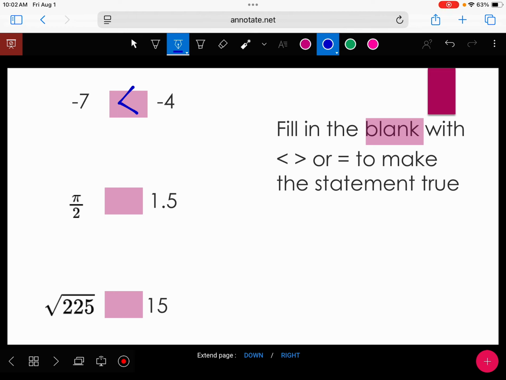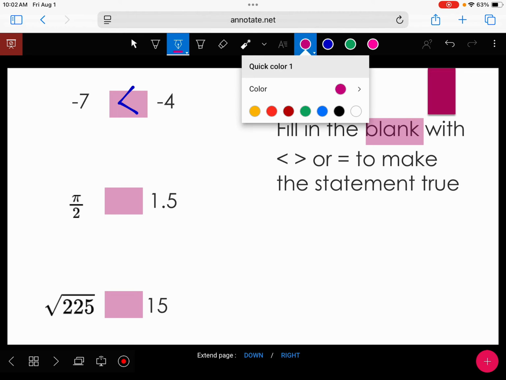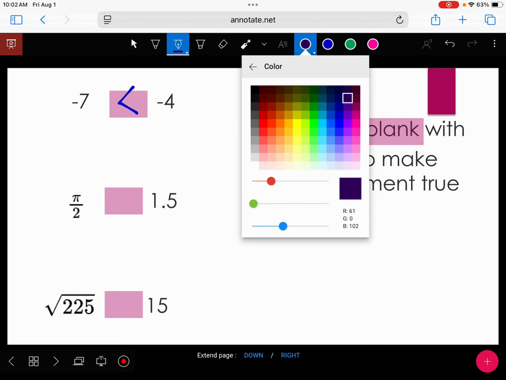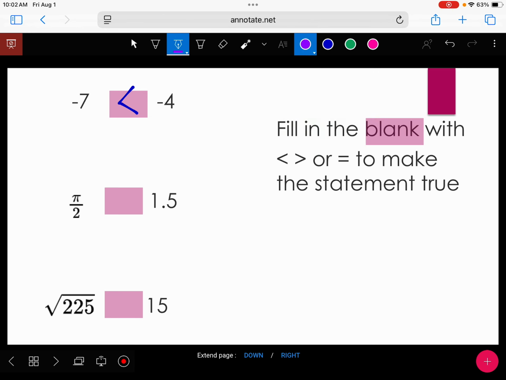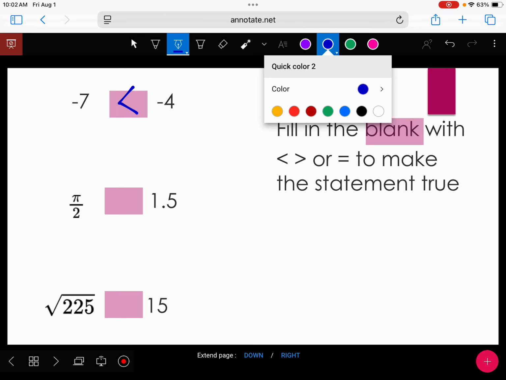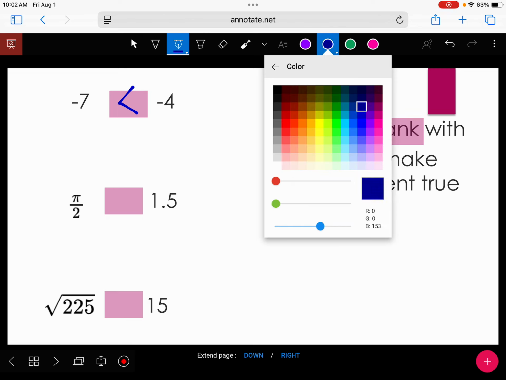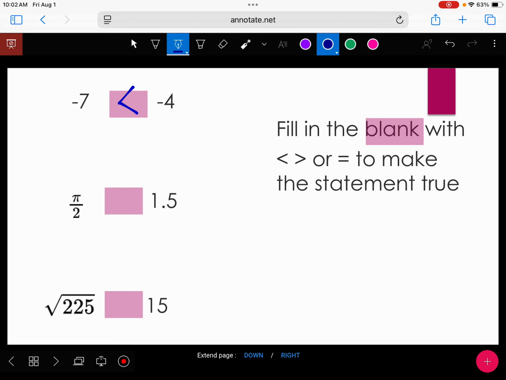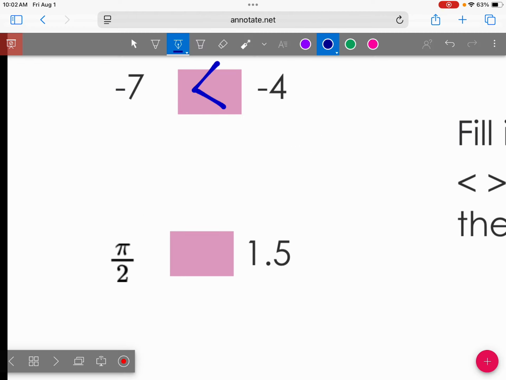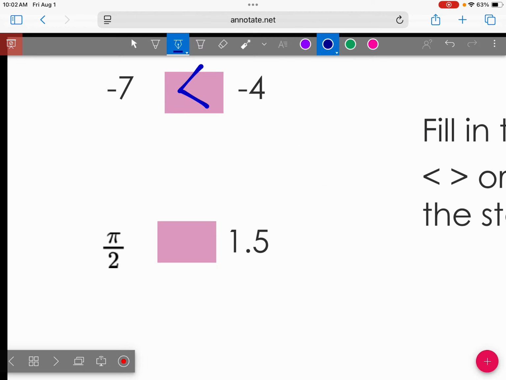Okay, so let's go to the next one. Pi over 2 and 1.5. That one's a little trickier. I heard 2 different answers there. I love when that happens. What do we think? What is pi? 3.14, right? So it's a little bit more than 3. So a little bit more than 3 divided by 2, 1.5.